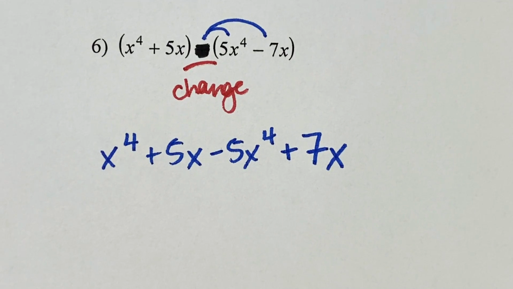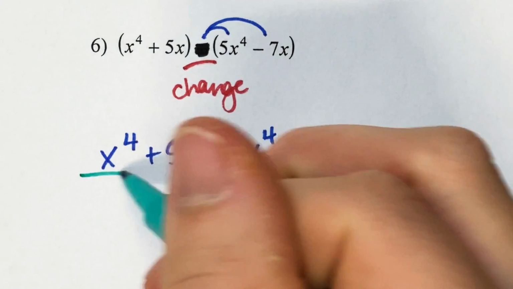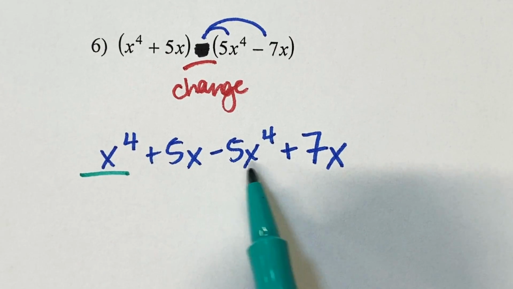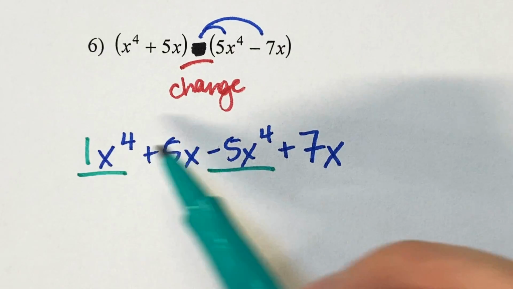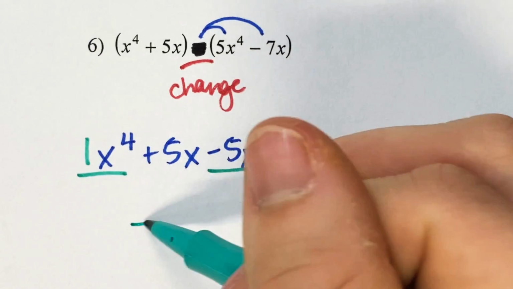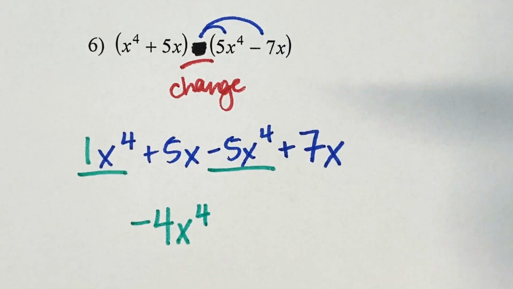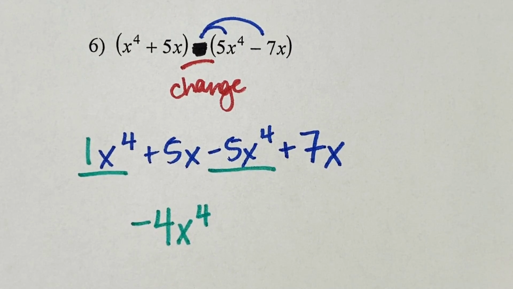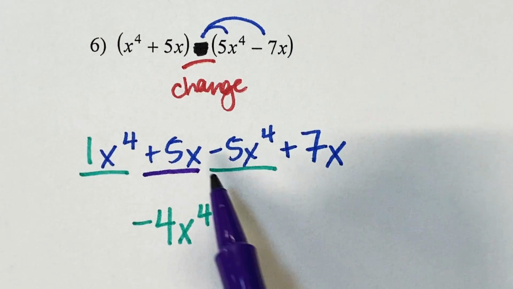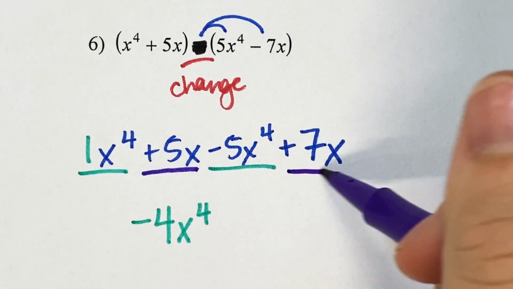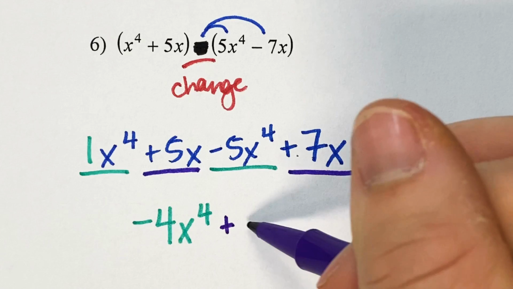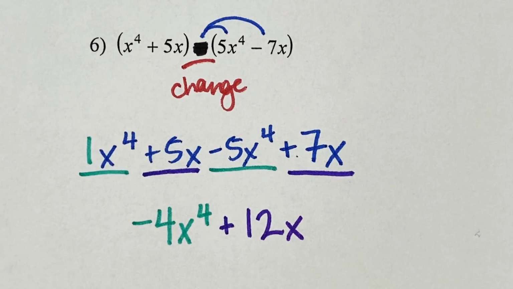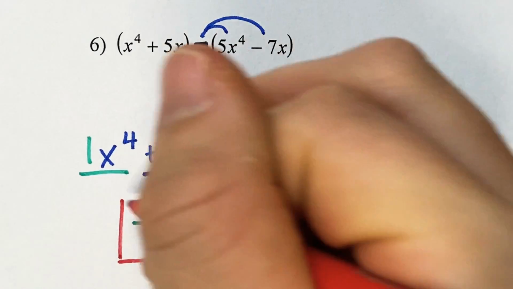Let's go ahead and find like terms that we can combine. So I have 1x to the fourth. Where's my other x to the fourth? Right there. I have 1x to the fourth minus 5x to the fourth. So 1 minus 5 is going to give me negative 4x to the fourth. My next term is 5x, so I need just a single x. And yes, this does have just a single x. So 5 plus 7 is going to give me positive 12x. We know that those are not like terms, so it is as simplified as it can go.